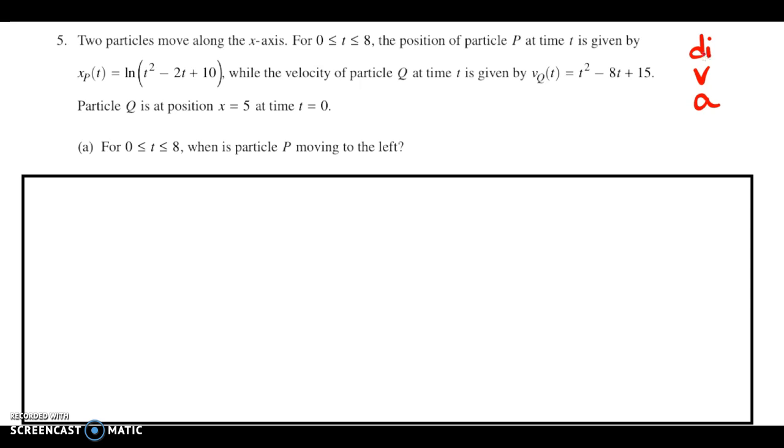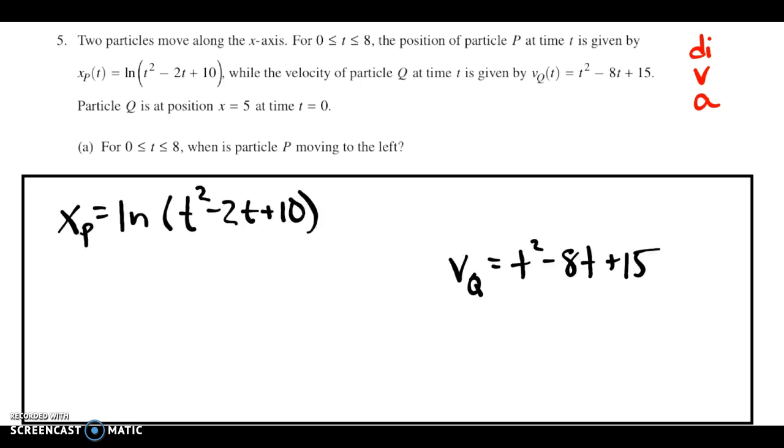So they've given us two equations. One is the position of particle P, which is labeled x of P, and one is the velocity of particle Q. So these two equations are for two different particles, so they're giving us different information. I've written down the two pieces of information that we have. If we want information about x of P, I'm going to be taking derivatives. V sub P would be the derivative of that. A sub P would be the derivative of the velocity.